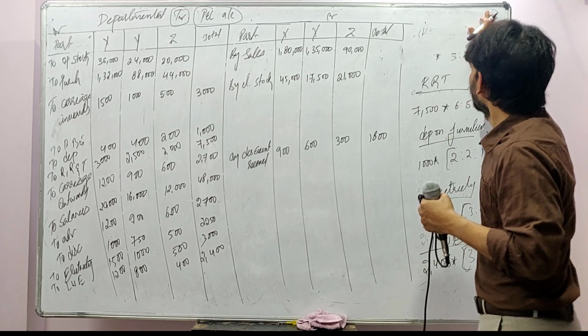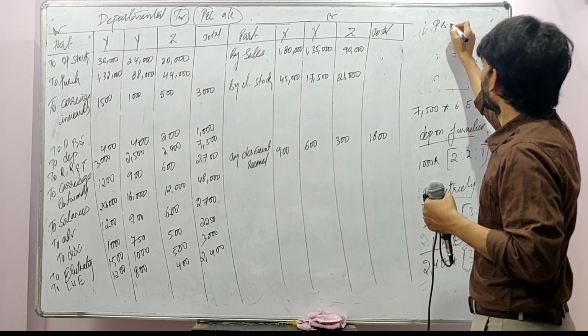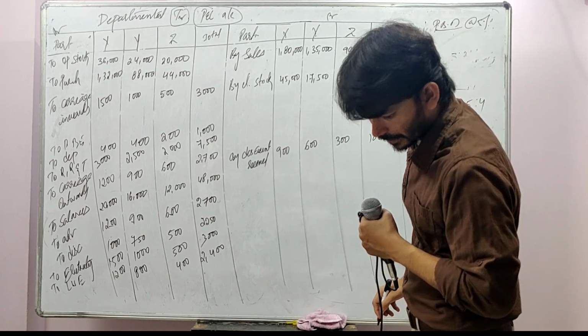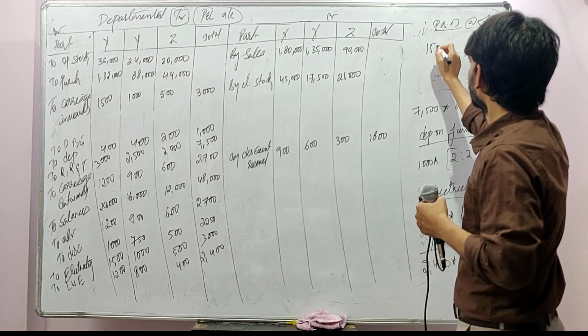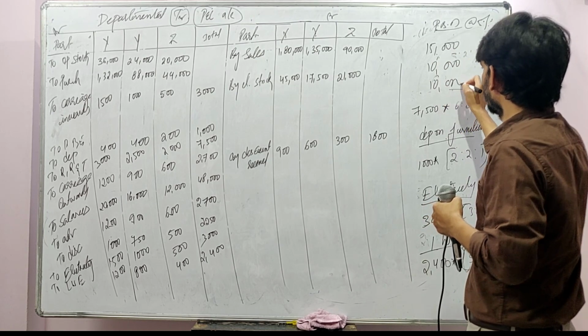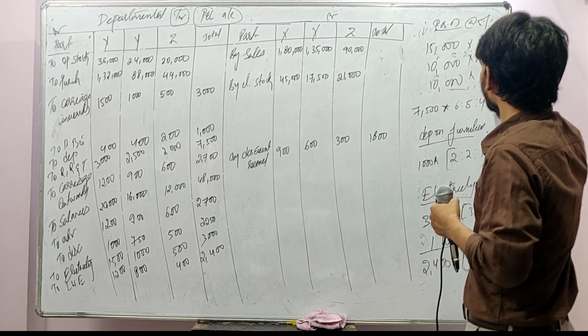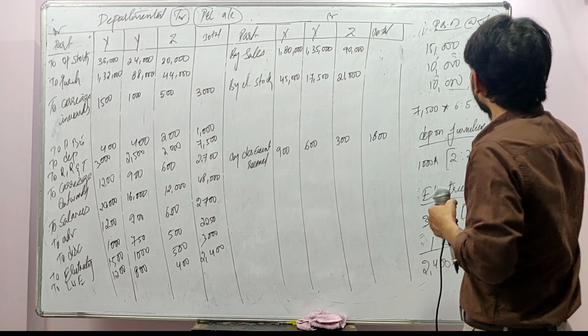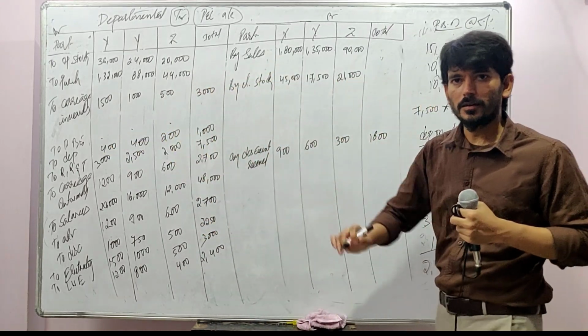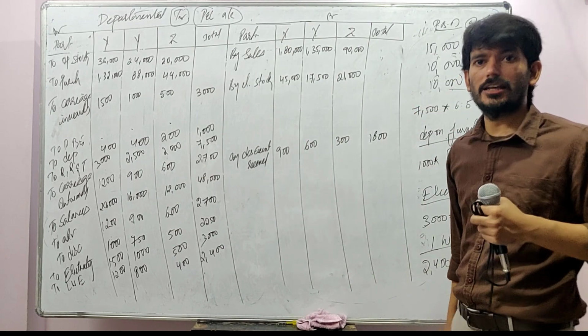Okay. So I'll write it here. Provision for bad debts, it's 5% on your closing debtors. Closing debtors are given 15,000, 10,000, 10,000, multiplied by 5%, 5%, 5% in each case. You write it here. Then done. Then the procedural aspect now.